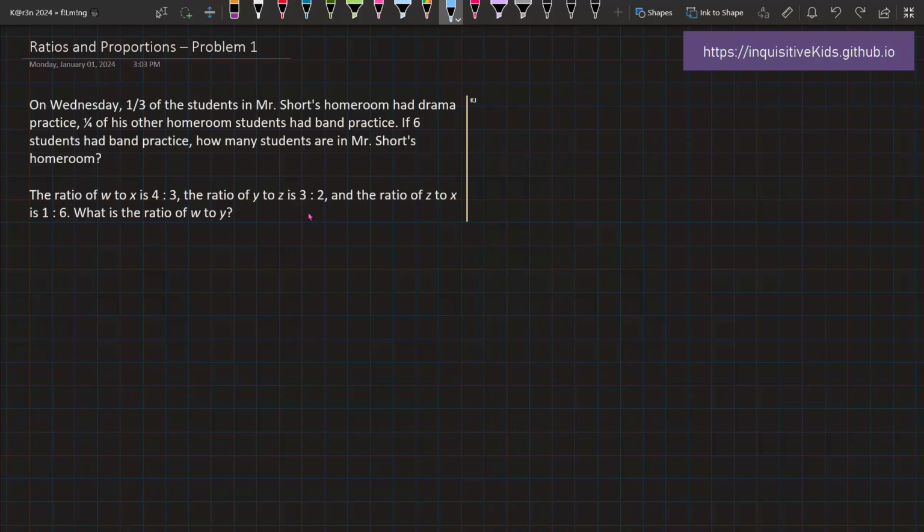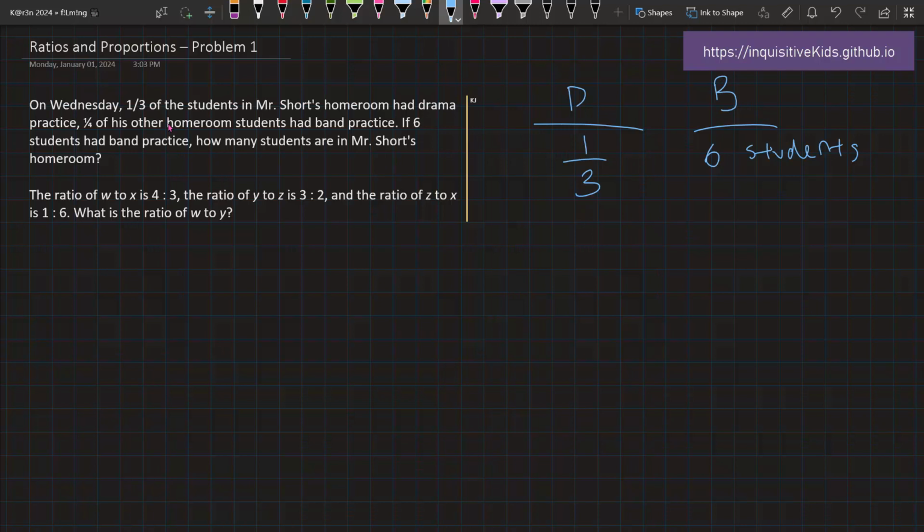These two problems are pretty basic, pretty simple, and it's just going to get us into the groove of using fractions, ratios, proportions, and all that. So we know that 1/3 of his students had drama practice. Now for band practice, we know that there were 6 students, right? And we know that these 6 students take up what fraction of the total amount.